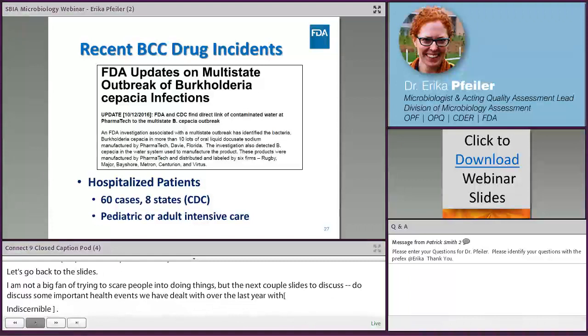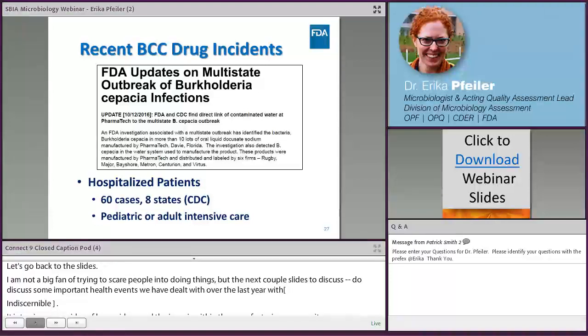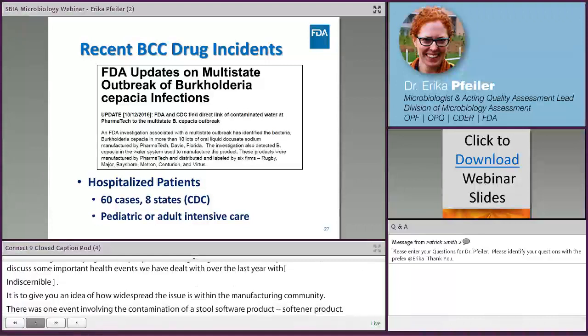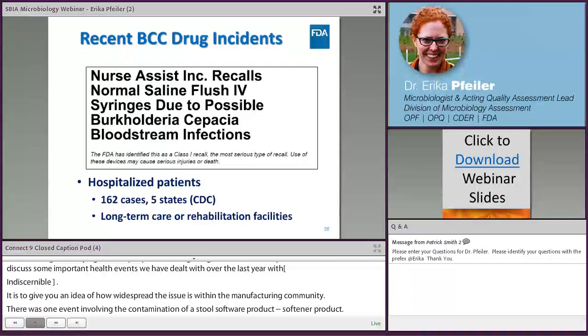One fairly high-profile event involved the contamination of a stool softener product and affected a number of vulnerable patients in 8 states, leading to illness and death for some. The source of the Burkholderia was finally determined to be the water used to manufacture the product. So again, back to importance of monitoring water systems for this organism. Ultimately, this product was voluntarily recalled by the company.